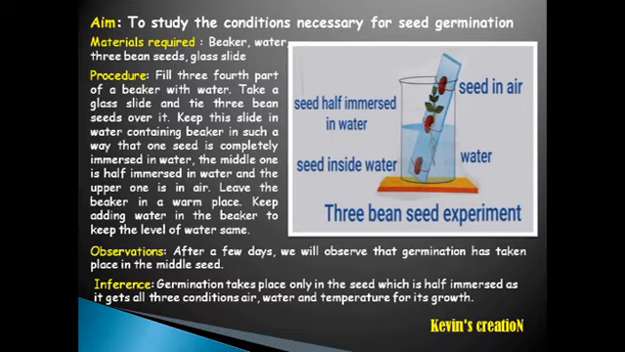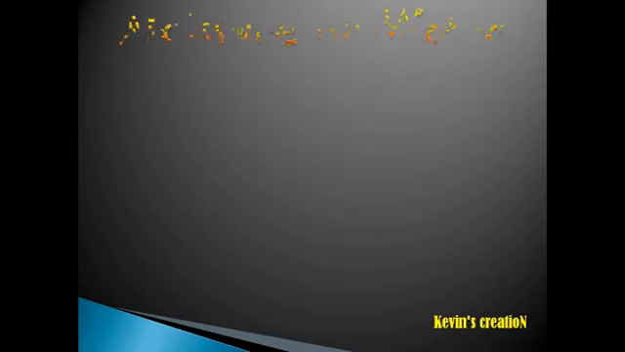The middle seed is getting air, water and suitable temperature, whereas the upper seed is lacking water. It is getting oxygen and suitable temperature, but it is not getting water. The seed which is completely immersed in water is getting suitable temperature and water also, but not the air, and that is why it failed to germinate. Now one by one we'll be studying all these 3 conditions.